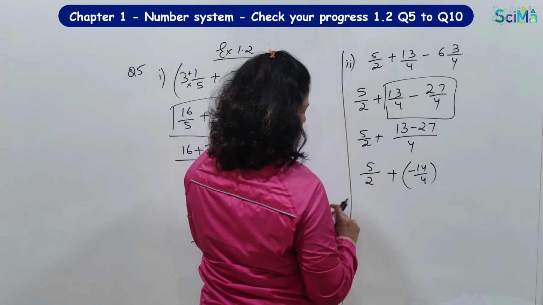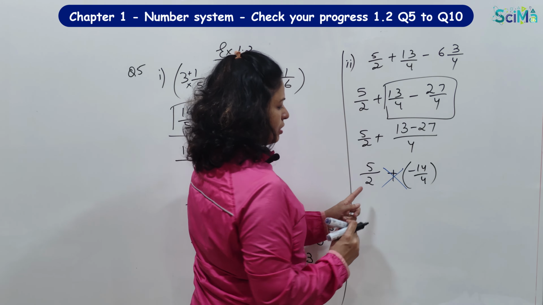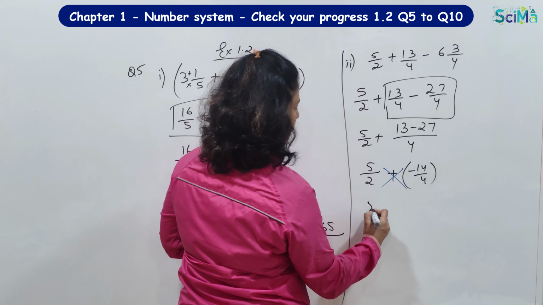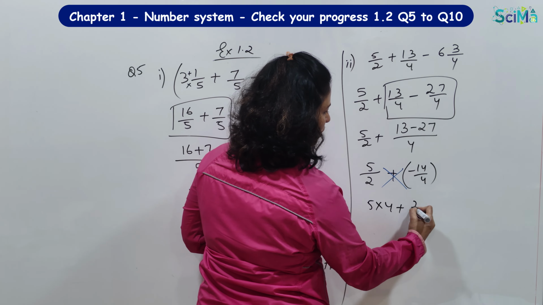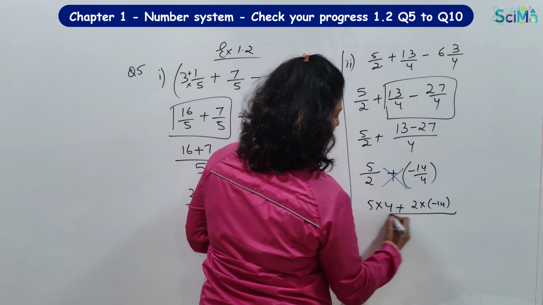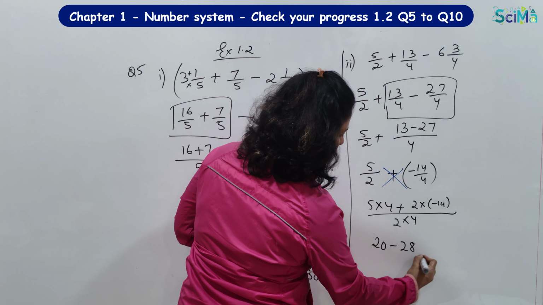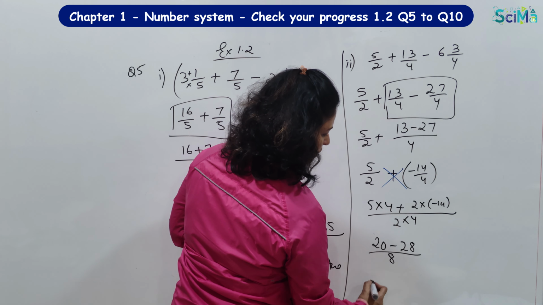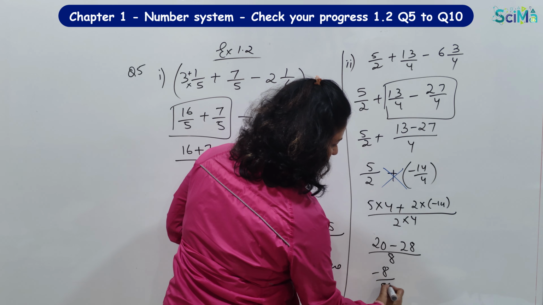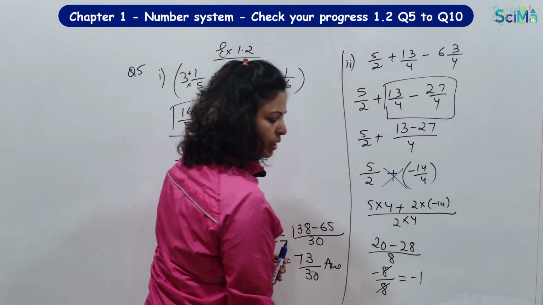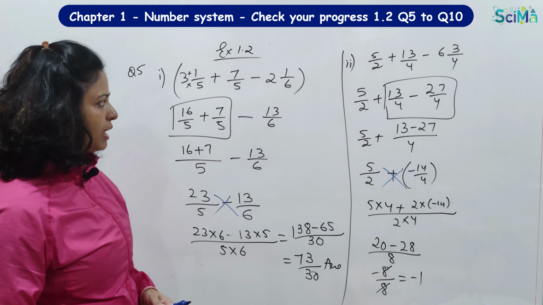Okay, now do the cross multiplication because denominators are different. So 5 into 4 plus 2 into minus 14 by 2 into 4. So you get here 20 minus 28 by 8. So minus 8 by 8. You cancel, you will get minus 1. Okay, so here the answer is minus 1.